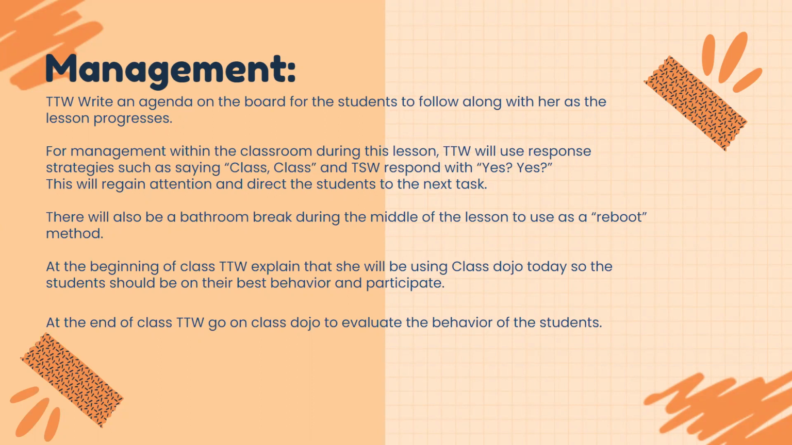At the beginning of class, the teacher will explain that she will be using Class Dojo today so that the students should be on their best behavior and participate. At the end of class, the teacher will go on Class Dojo to evaluate the behavior of the students. This should persuade students to be on their best behavior and be engaged in the tasks at hand and do their best abilities to learn.